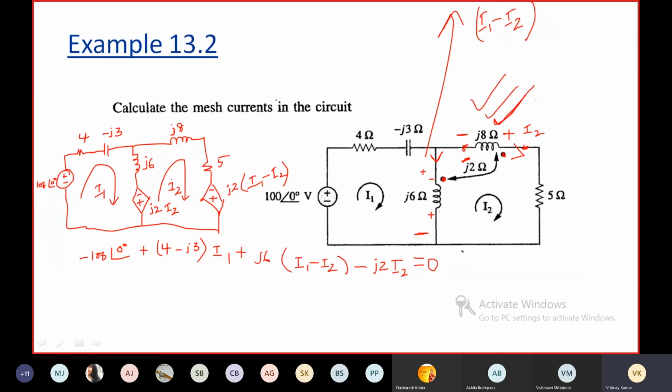Let me apply the KVL equation around this loop 2. Then you are going to get plus j2 I2 plus j6 into (I2 minus I1) plus (5 plus j8) into I2 minus j2 into (I1 minus I2) is equal to 0.